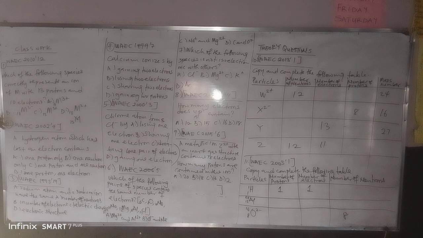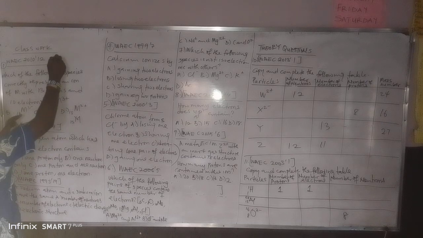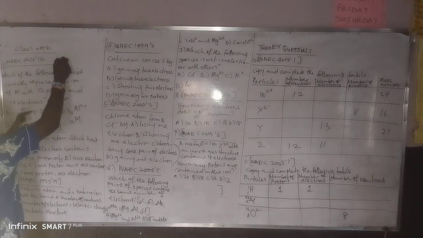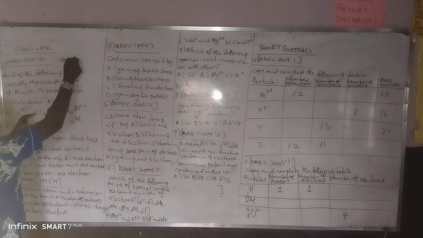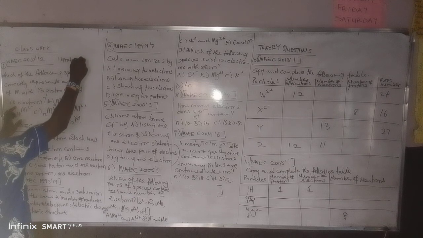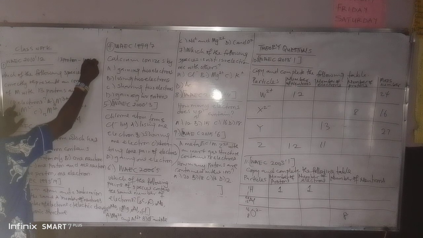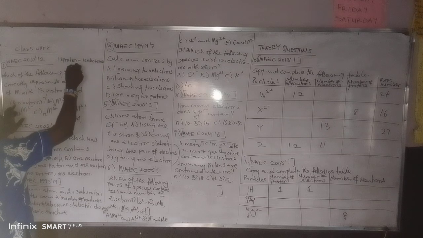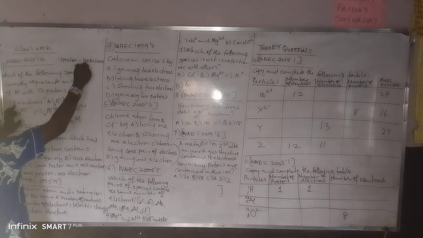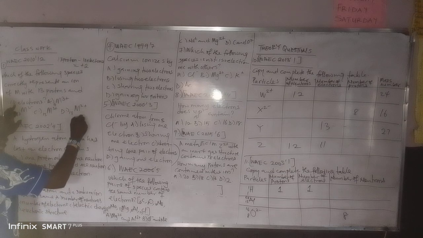But what has happened is that the proton number is now more than the electrons. I told you the other time, you see 13 protons minus 10 electrons is equal to what? You have plus 2, so you now have 2 plus here.